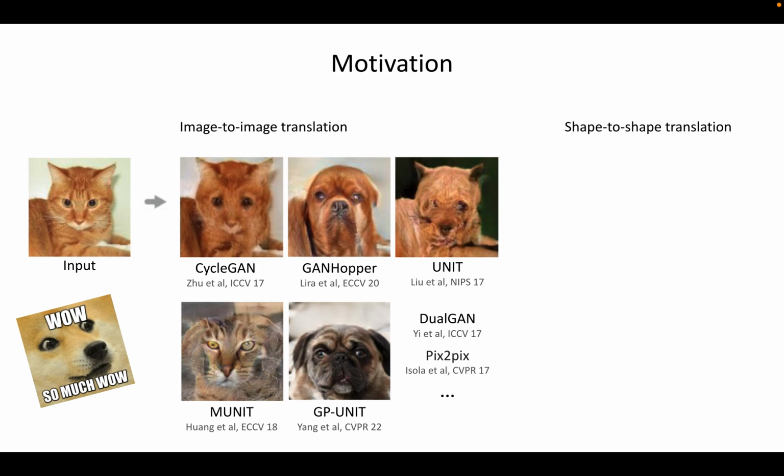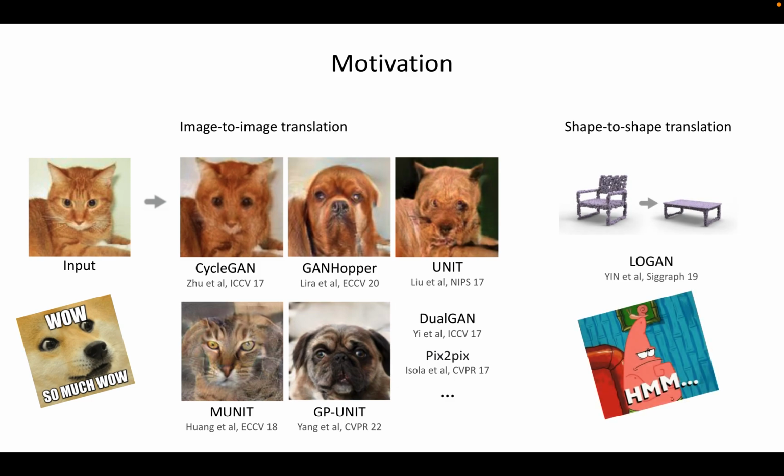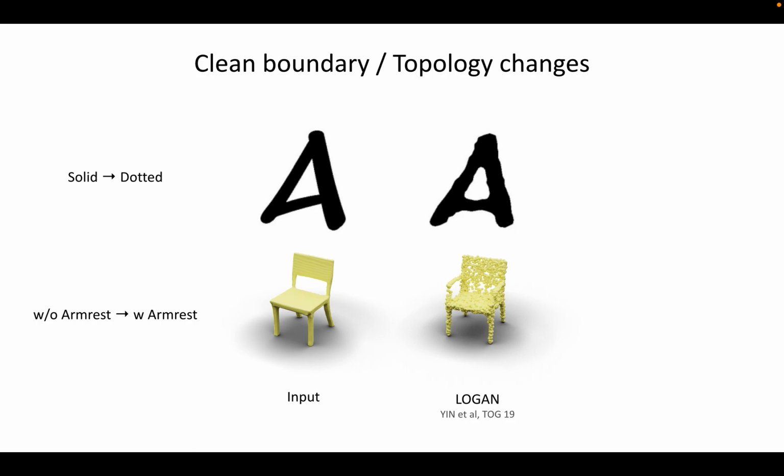However, when it comes to the shape translation problem, especially unpaired shape-to-shape translation, there have been surprisingly much fewer works, and existing 3D shape translation methods are not able to produce high-quality translation results due to the nature of the point cloud representation. Here, we show two examples translated by LOGAN. In the first example, the input letter A with solid font is supposed to be translated into dotted font. In the second example, the input chair without armrest is supposed to be translated into one with armrest.